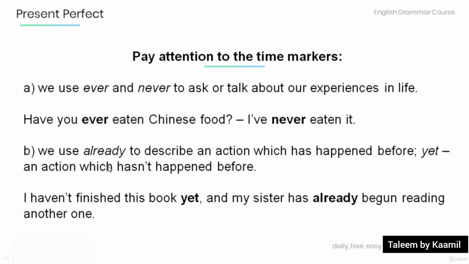B. We use already to describe an action which has happened before. And we use yet to describe an action which hasn't happened before. Have a look at the example over here. I haven't finished this book yet. And my sister has already begun reading another one.